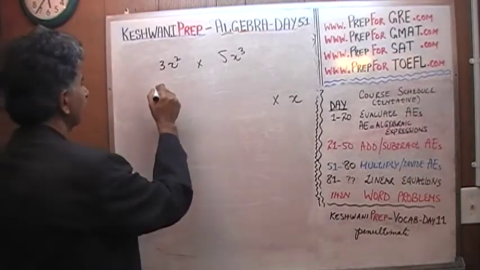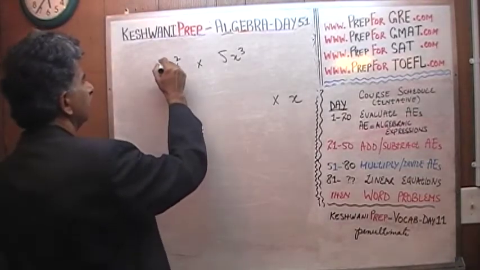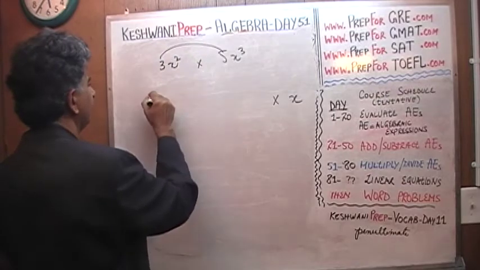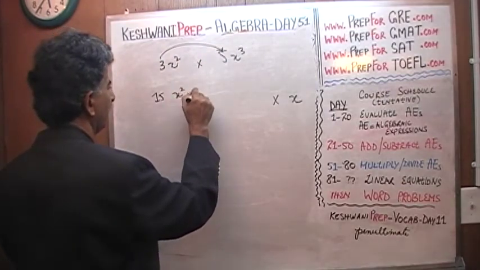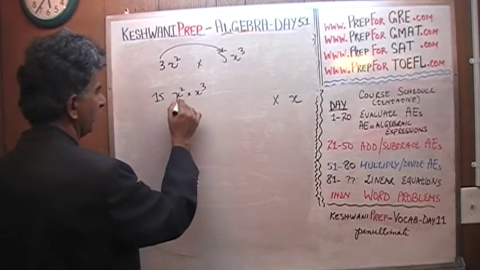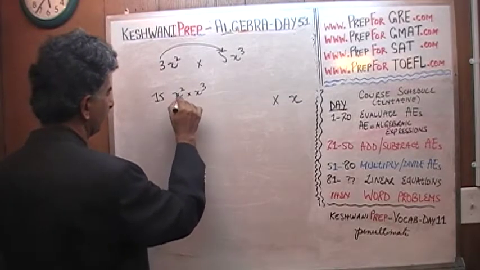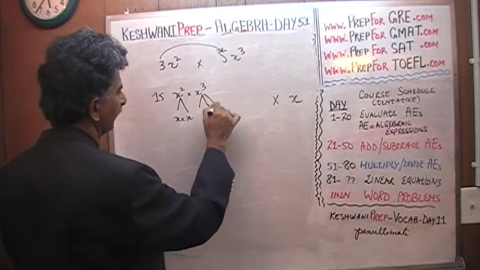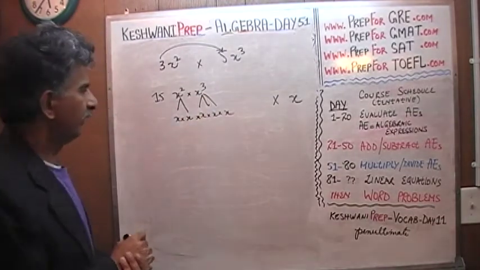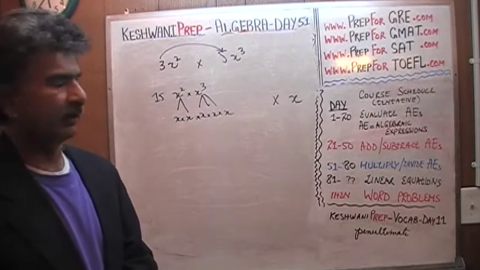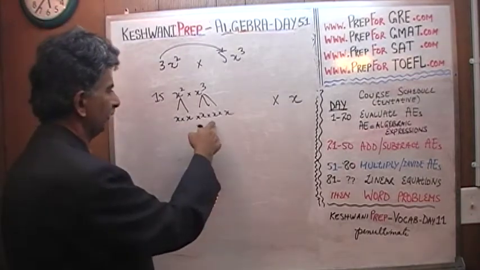Well, 3 times 5 is 15, and then we have to do x squared times x cubed. X squared is the same as x times x, and x cubed is the same as x times x times x. So altogether, we have 5 x's being multiplied together. 5 x's, 1, 2, 3, 4, 5.